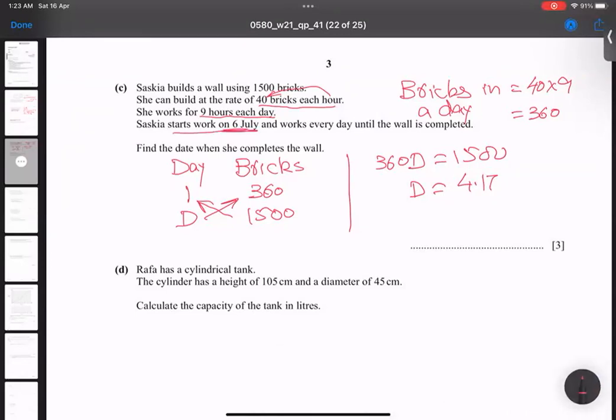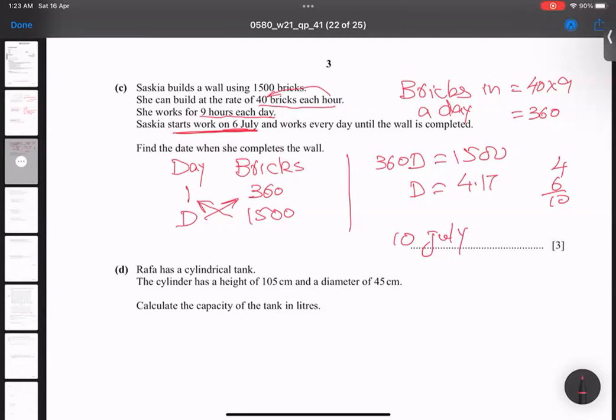She starts on 6th July. So naturally, if I add, 6 plus 4 becomes 10. So we can say it is the 10th July, and 0.17 is extra, as you can see from here. Now let's go to the next point.